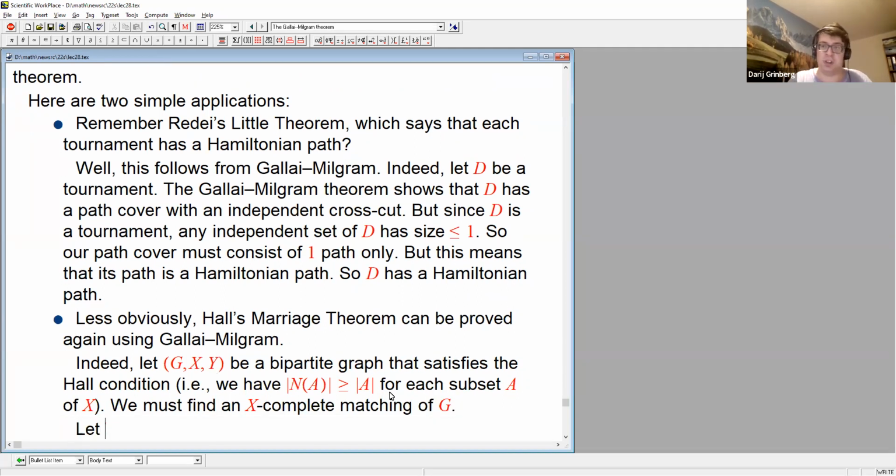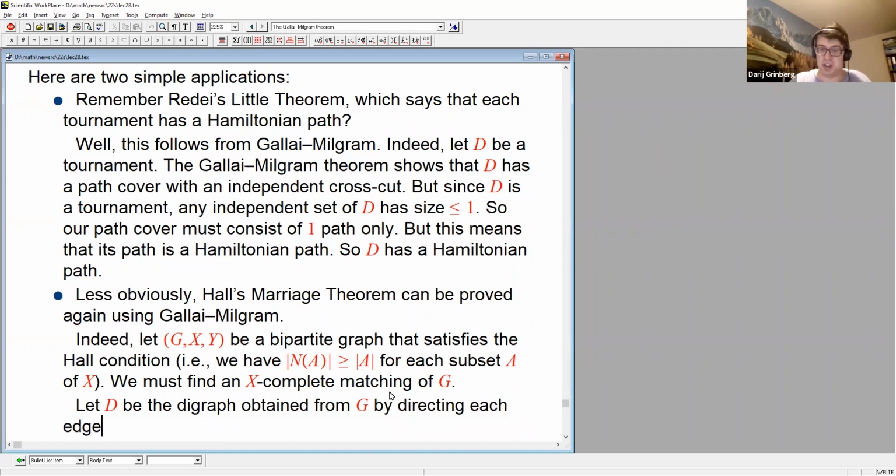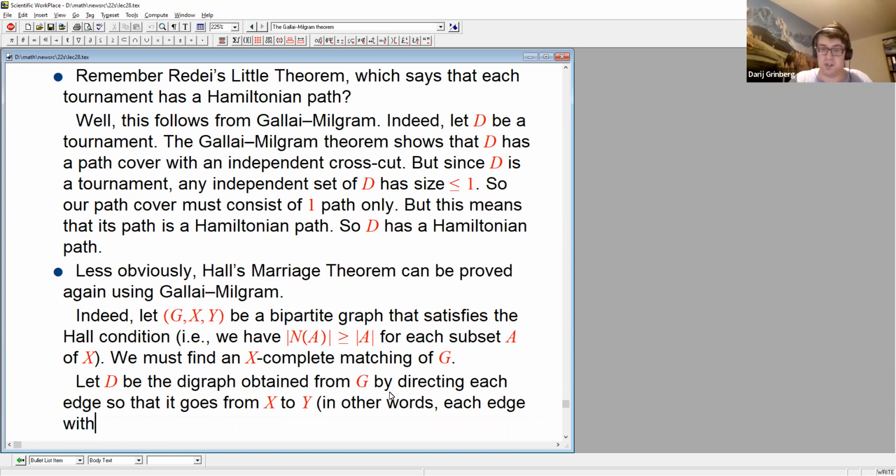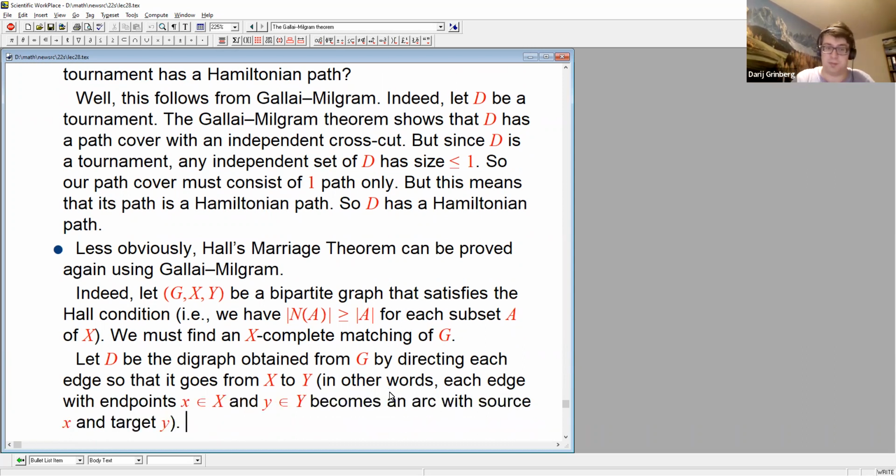So first of all, you have to turn your graph into a digraph because Cayley-Milgram requires a digraph. How would we do it? Here is the obvious way. You start with G and you direct each edge from X to Y. In other words, each edge with endpoints x and y becomes an arc with source x and target y.